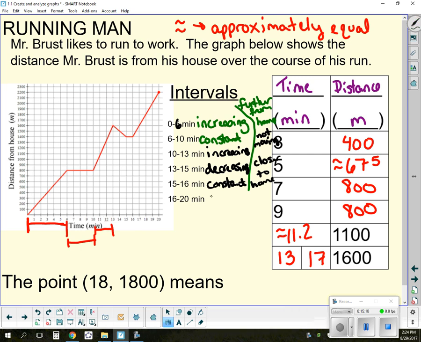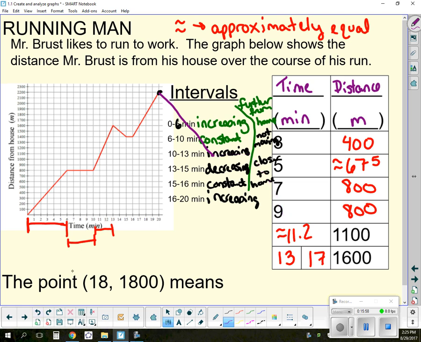And then from 16 to 20 minutes, again, our graph is increasing, which means Mr. Brust is getting further from his house. Okay? And you can imagine that at the end of the day, if he was going back to his house, his distance from home is going to go from here back down to 0. So maybe he has an easier time. Maybe he just comes straight back home and it doesn't take him as long. Or who knows, maybe he stops at the corner store and goes shopping on his way home, and then he continues on home.